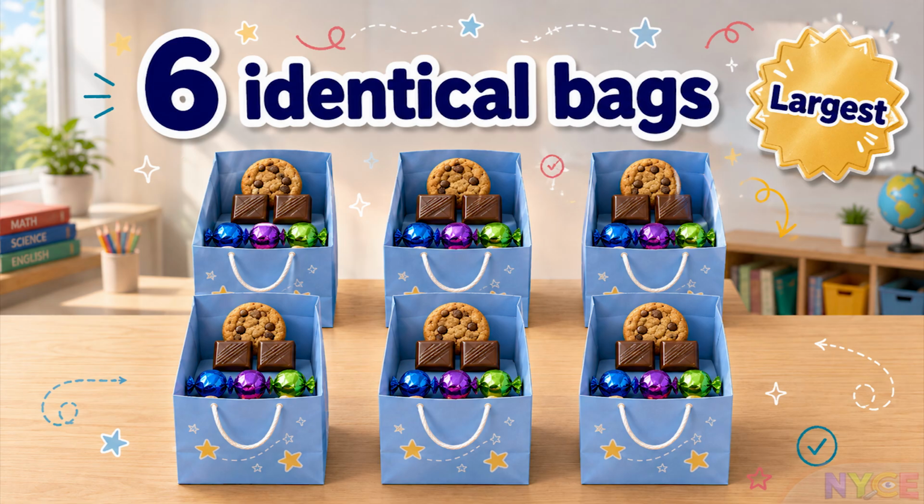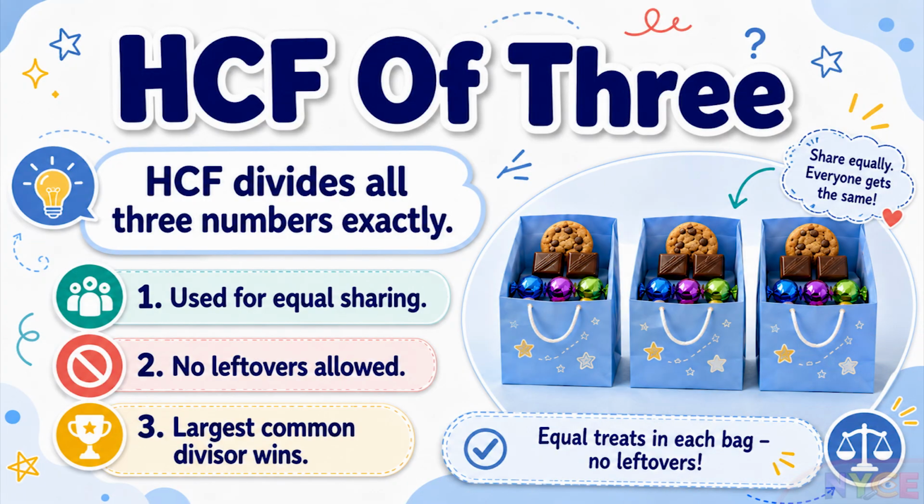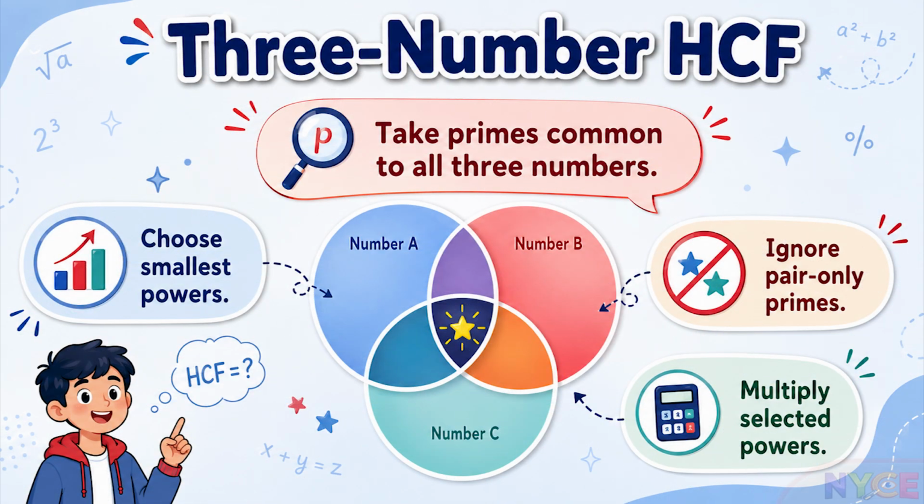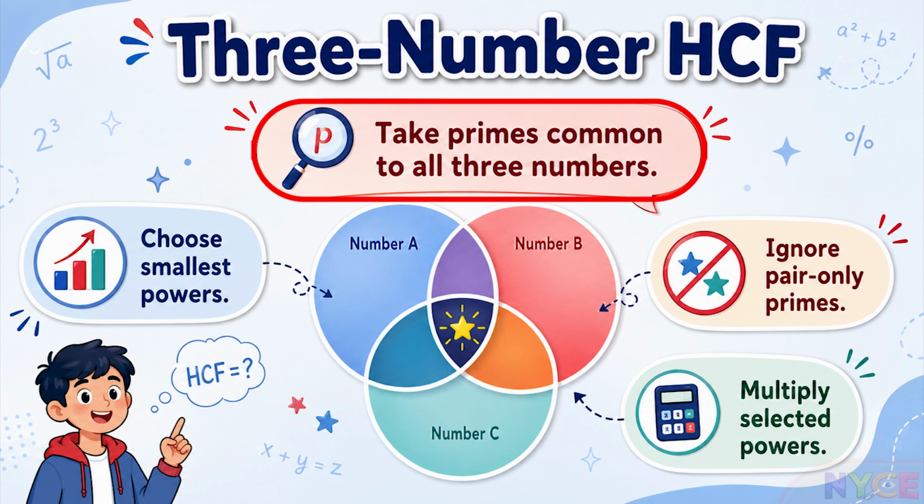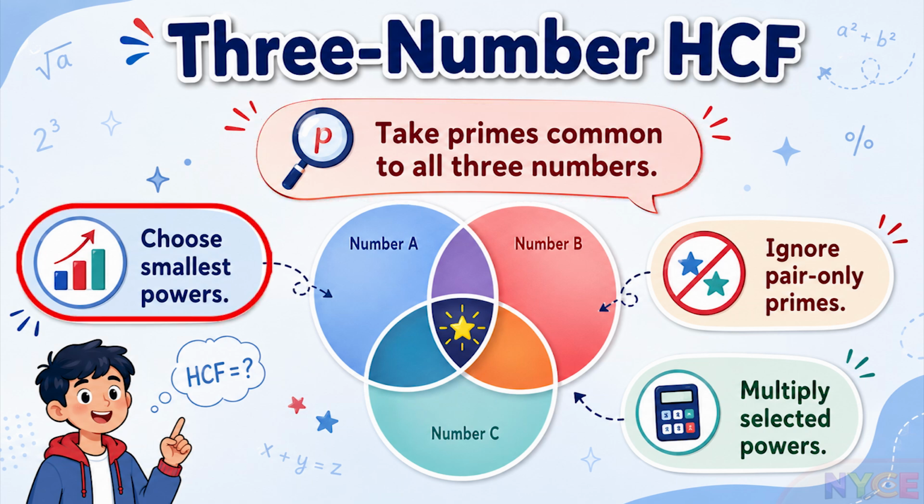This is the HCF of 6, 12, and 18. HCF means highest common factor. For 3 numbers, it is the largest number that divides all 3 numbers exactly. The rule using prime factorization is simple. For HCF of 3 numbers, take only the prime factors common to all 3 numbers and choose the smallest power. HCF is for sharing, so every selected prime must be shared by all numbers.